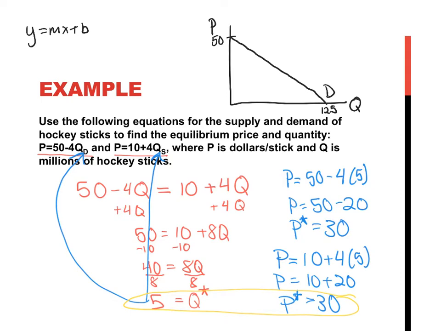So for the supply curve, the 10 is our price intercept, and we have a slope of +4. And so the equilibrium point is a quantity of 5 and a price of 30. And just remember that quantity here is in millions.